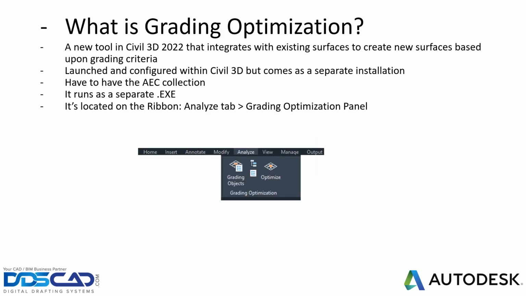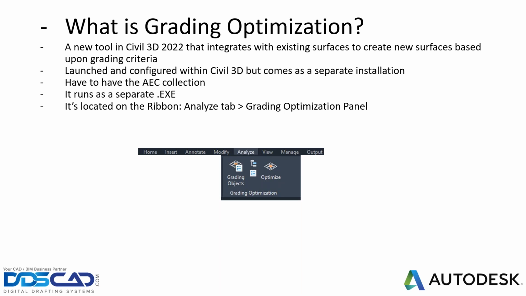So the first thing we're going to talk about, if you are using Civil 3D 2022, you've probably heard the buzz all over the place. One of the new things they've had for a good few months now is something called grading optimization. Before I dive right into Civil 3D, I wanted to go over some points that are really important to understand: first, how do you get it if you don't have it, and also what do you need before you can actually utilize it.